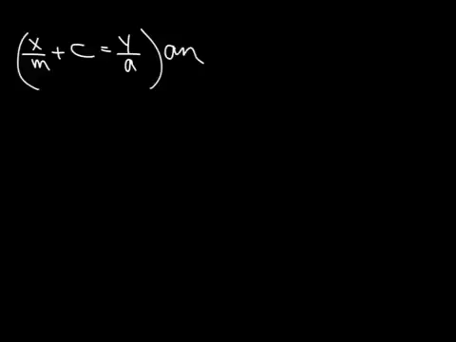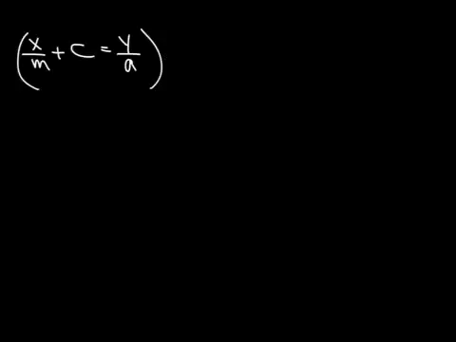Alright, let's try the second example here, and a little bit more practice. So we have x over m plus c equals y over a. Okay, again, first step, common denominator. Common denominator is a times m. So we're going to multiply the whole thing by am. I just put it there because I didn't have room on the left of it.